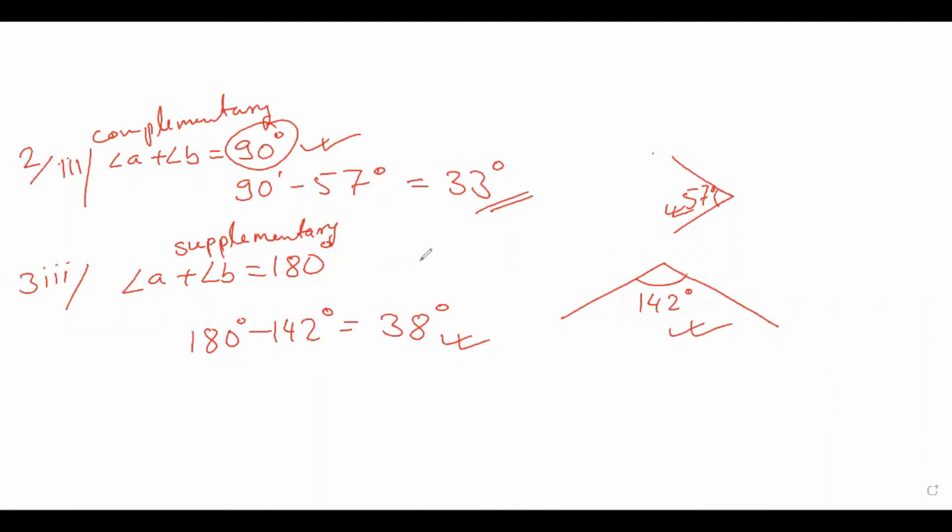So let us do question number 4, part 1. The angles are 55 degrees and 125 degrees. If we add them, we will get 180 degrees. That means they are supplementary angles.